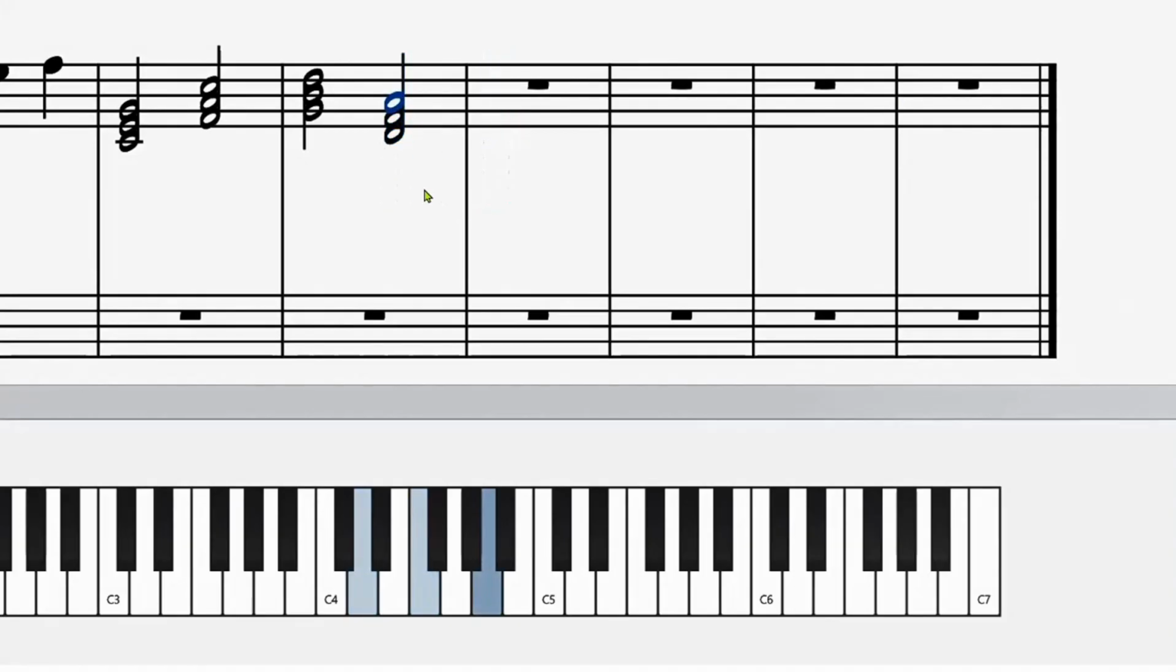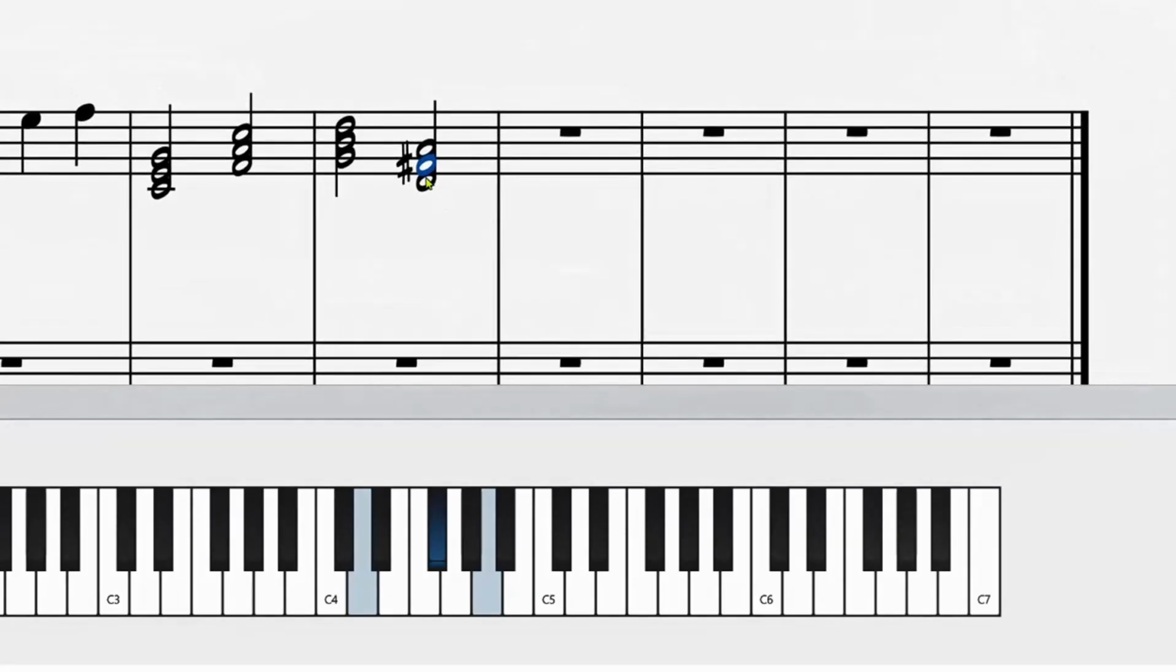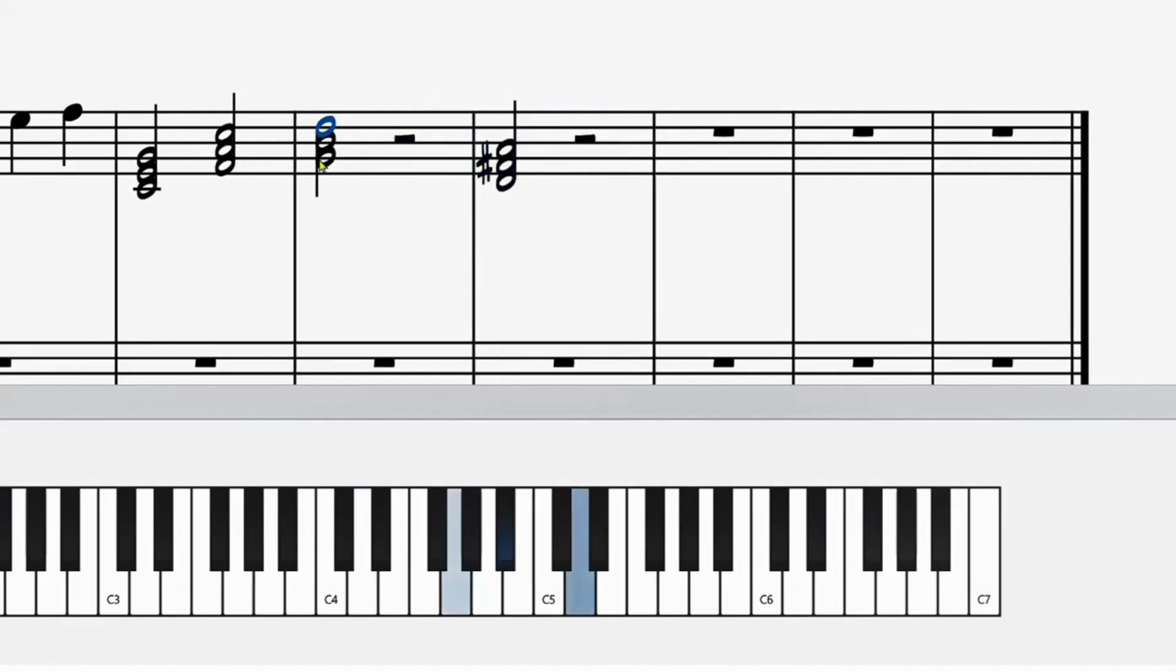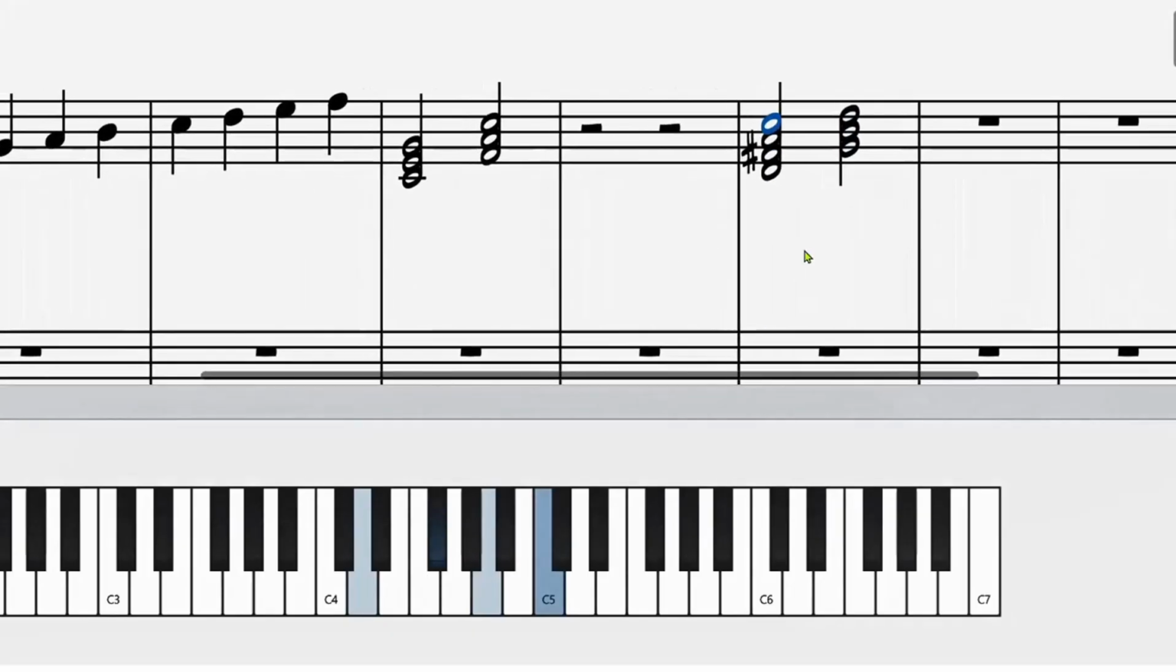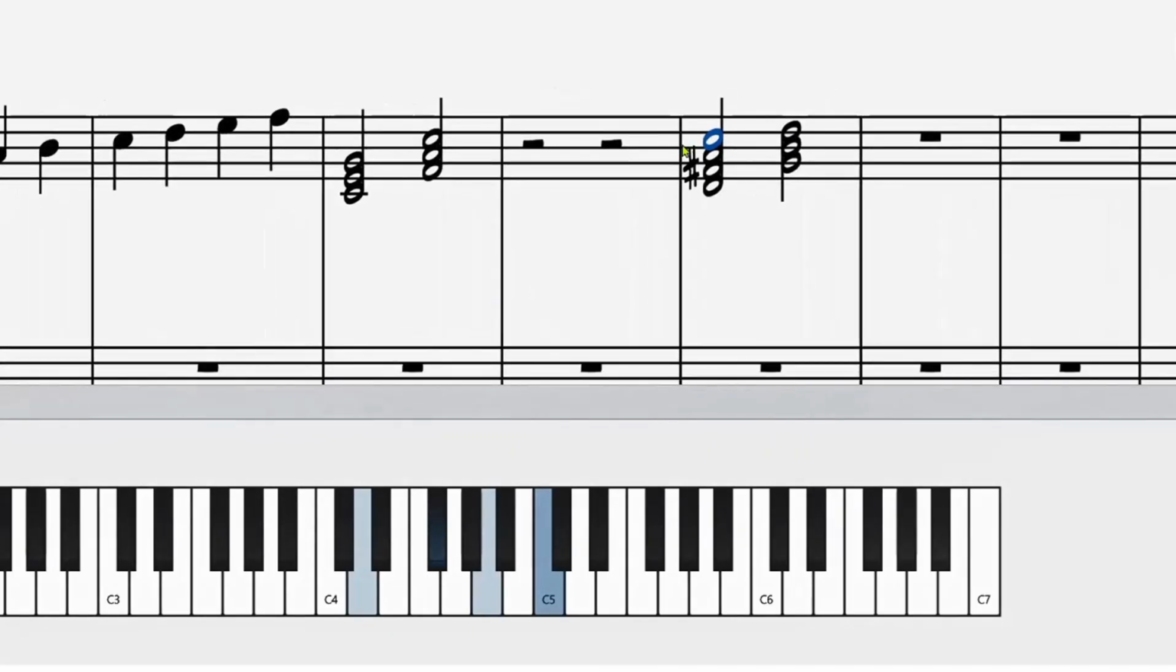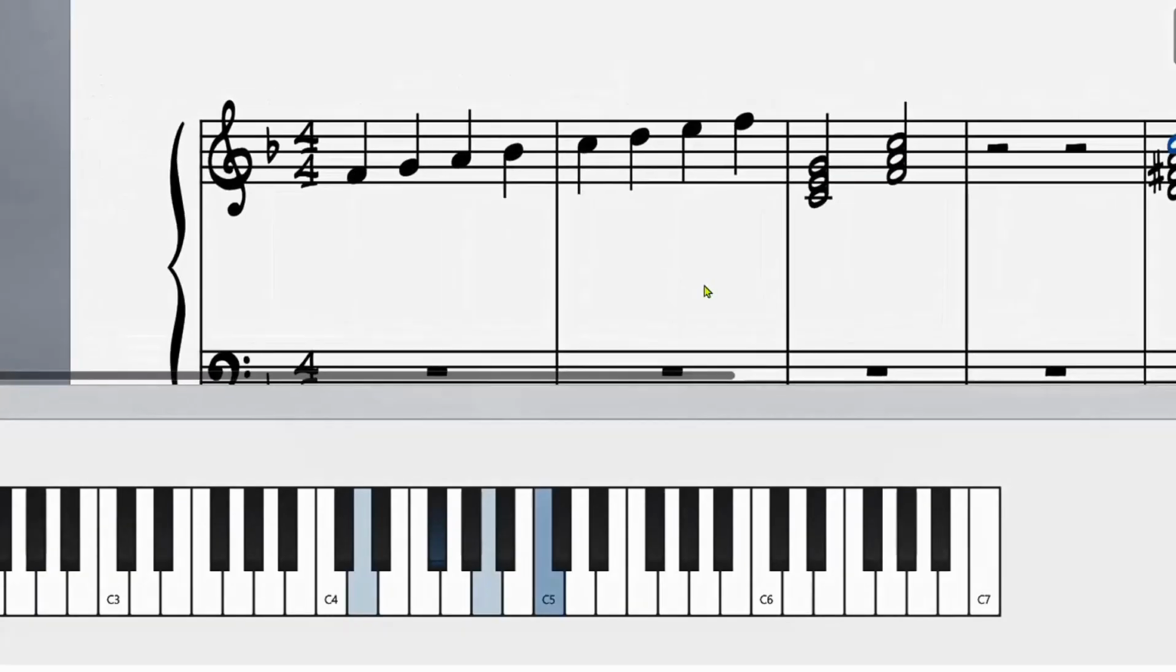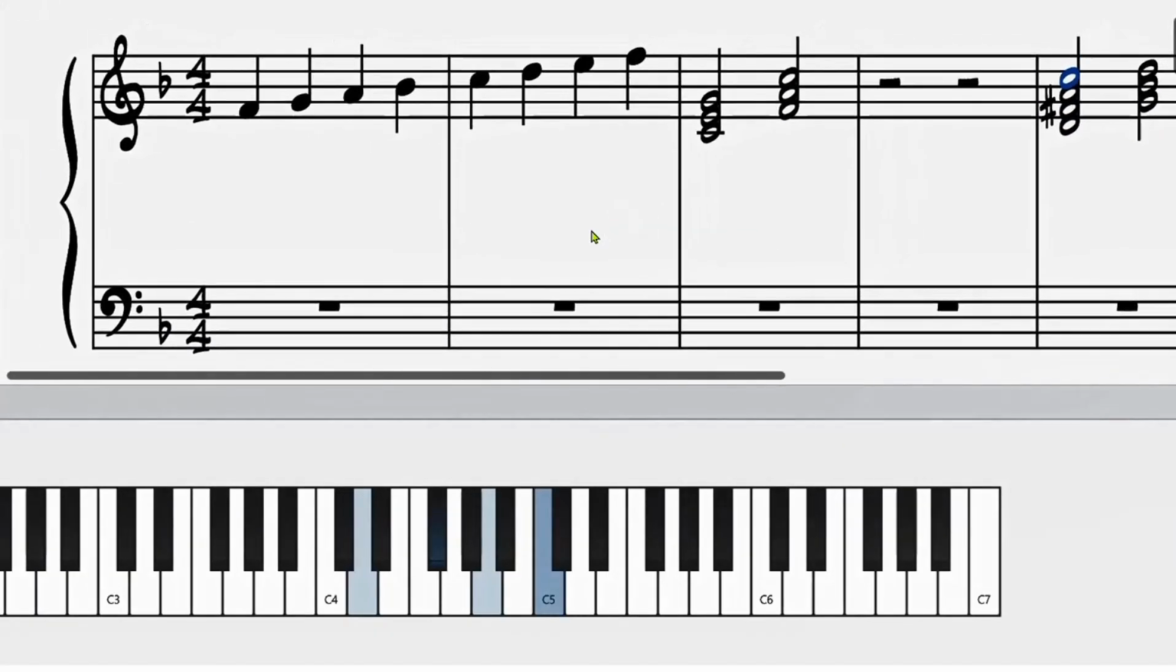In fact, let's make it major by bringing that third up a half step. And we really should switch these. And we can even make this a seventh. So it'll sound like this. It resolves upward like that. So that's a secondary dominant because we're in the key of F, but this dominant is resolving up to another chord in that key.